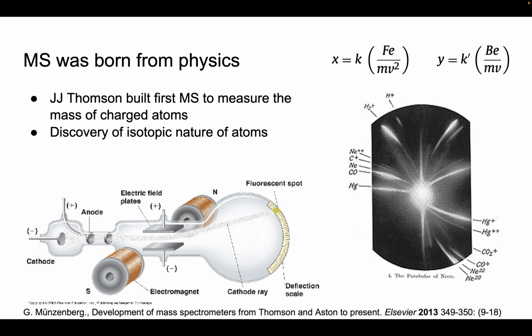The parallel field analyzer created a two-dimensional spectrum with a horizontal deflection x from the electric field of strength F, and the vertical deflection y from the magnetic field B. On the bottom right quadrant, you can see two individual parabolas for neon 22 and for neon 20. This was the first evidence of the isotopic nature of atoms.